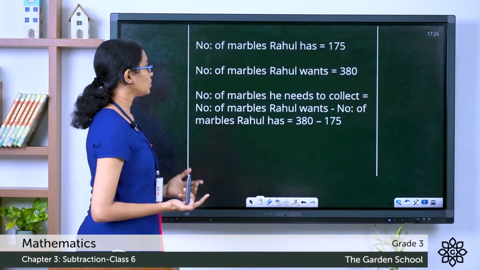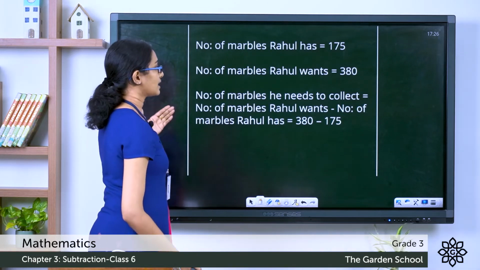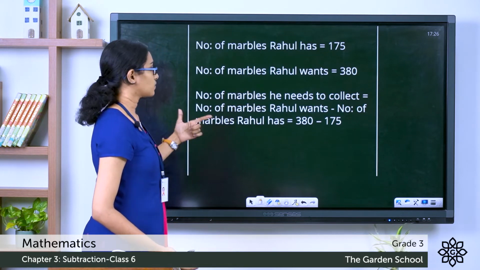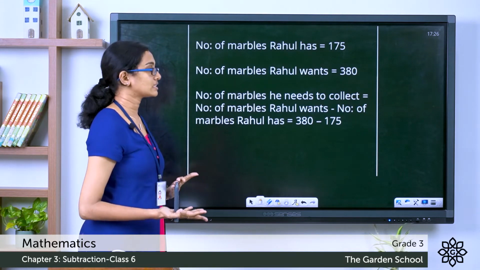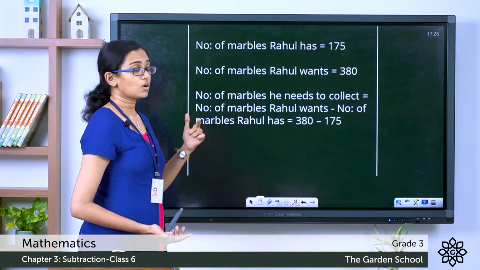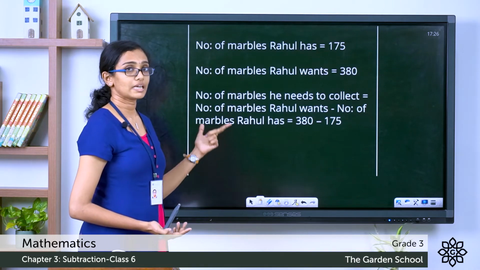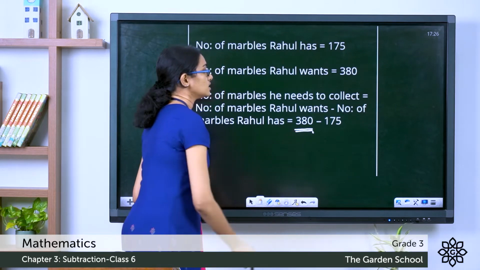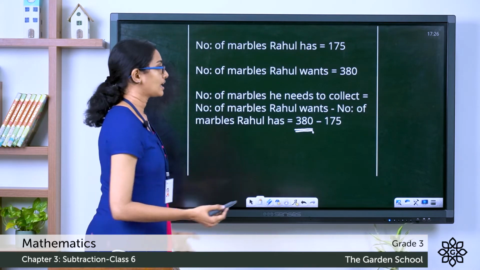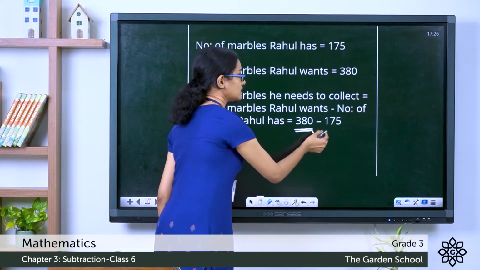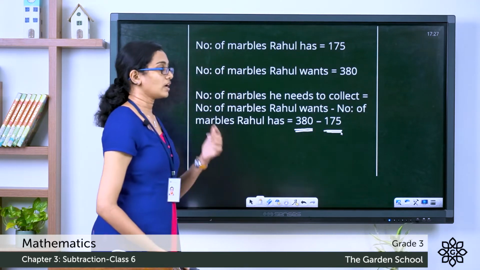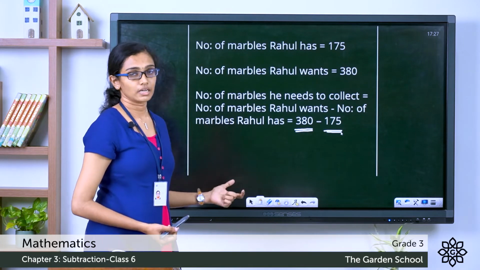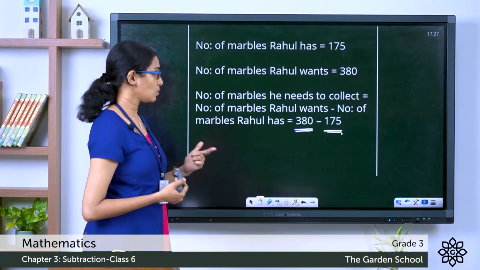So what do you have to do? You have to subtract the number of marbles he already has from the number of marbles he wants. So let's substitute the numbers from the data in the question. The number of marbles he wants is 380, and the number of marbles he already has is 175. Now, let's find the difference, and that will tell us how many more marbles he needs to collect.